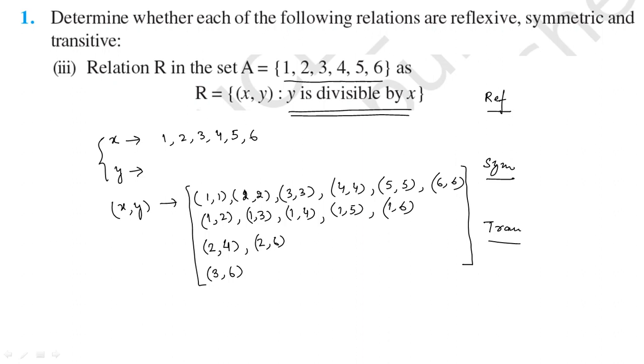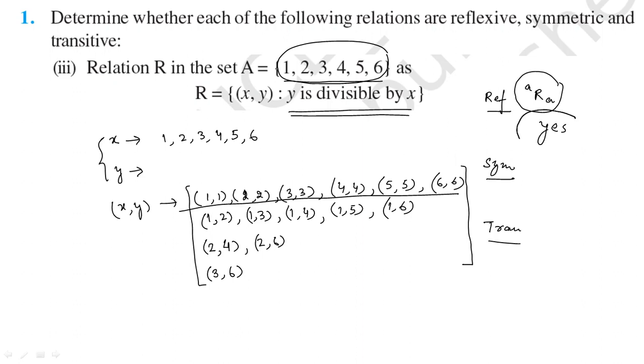Now first one, reflexive, A in relation to A. Now what is the meaning of A? A is the point inside set A, that is 1 2 3 4 5 6, 1 1, 2 2, all the points. Look at this one, all the points are there. It means answer is yes. The relation is reflexive because all the points are there. 1 1, 2 2, 3 3, then 4 4, 5 5, 6 6, all the points are there.